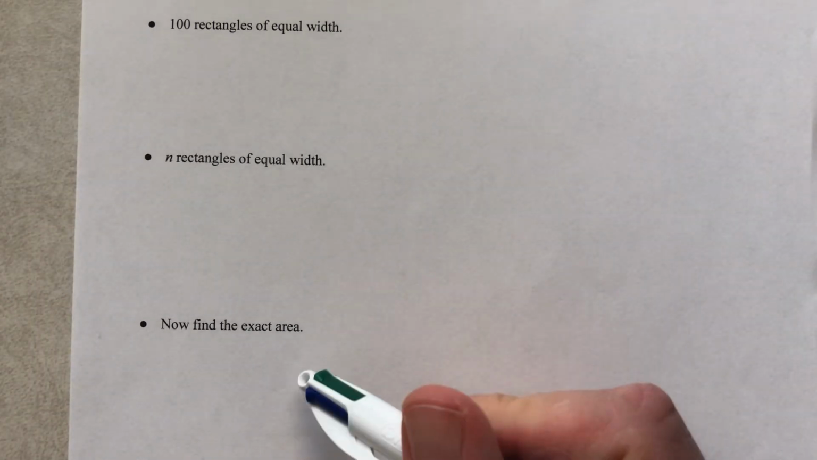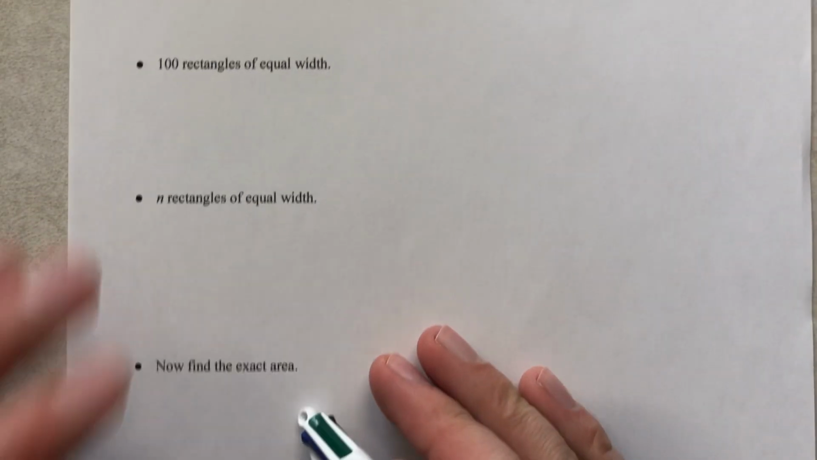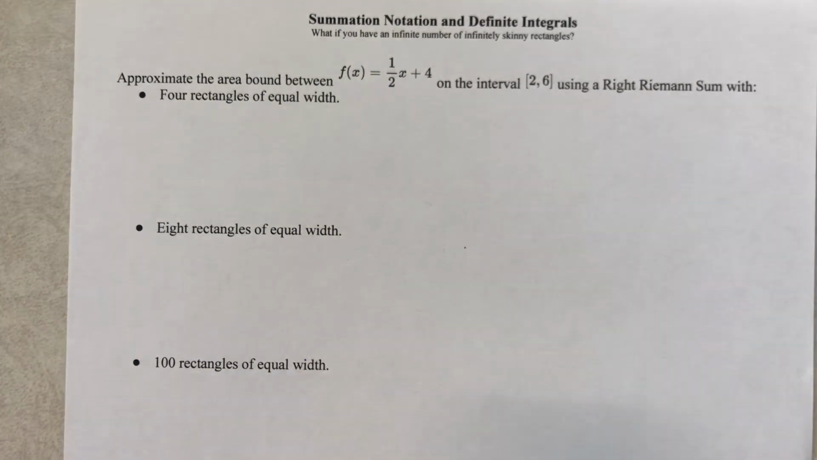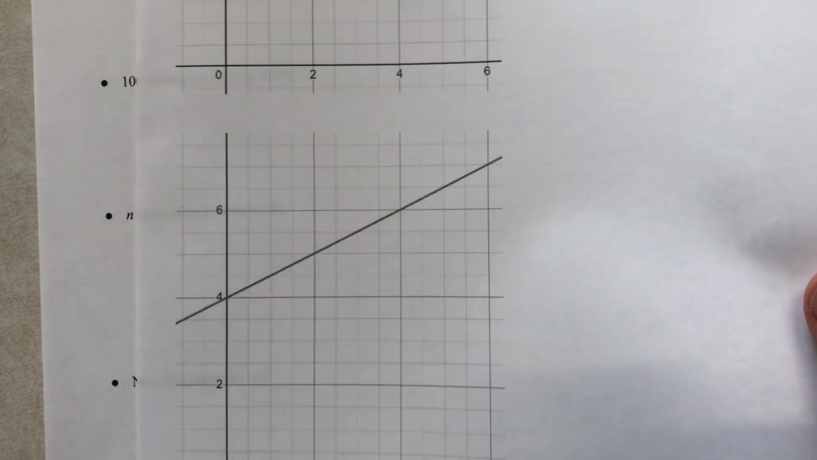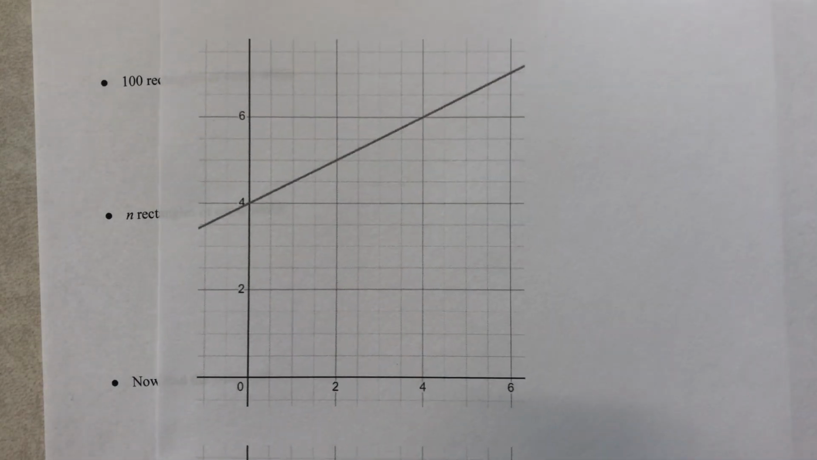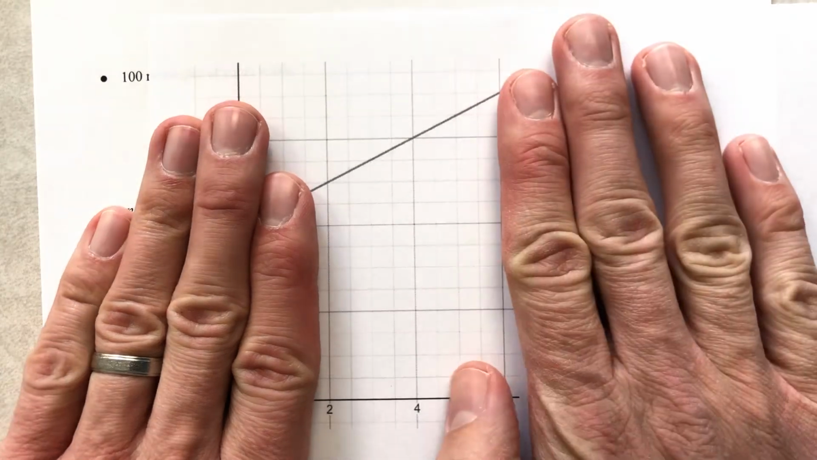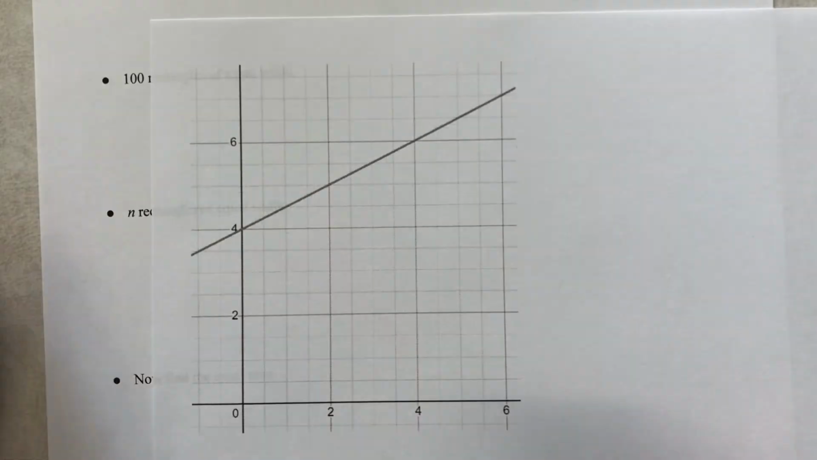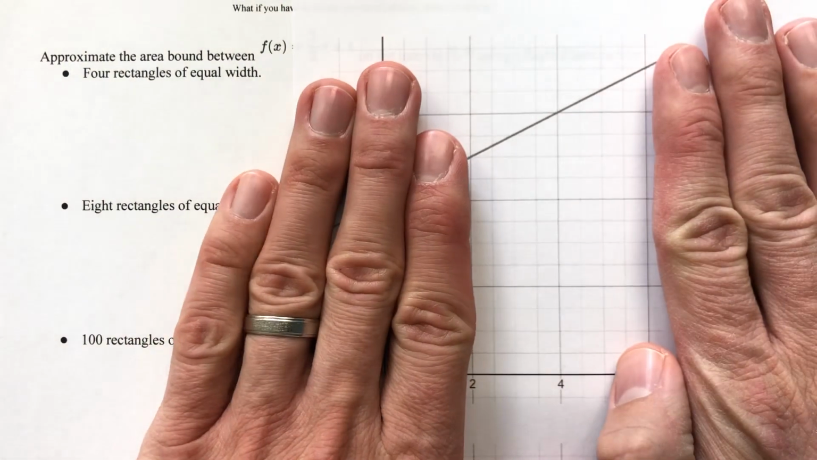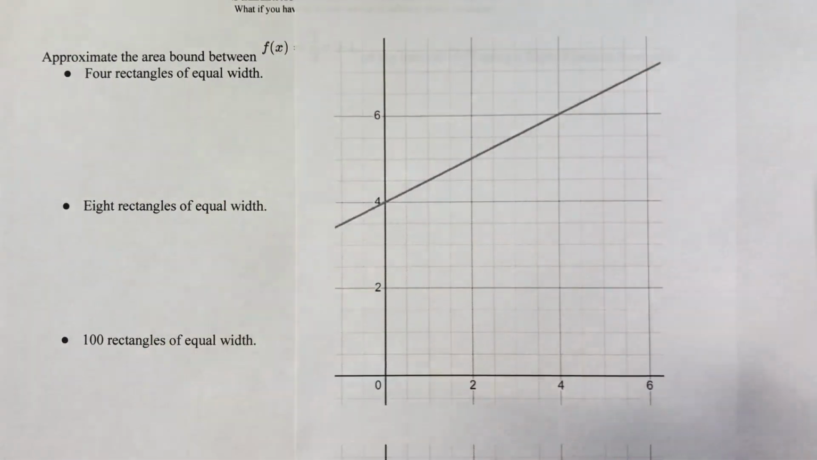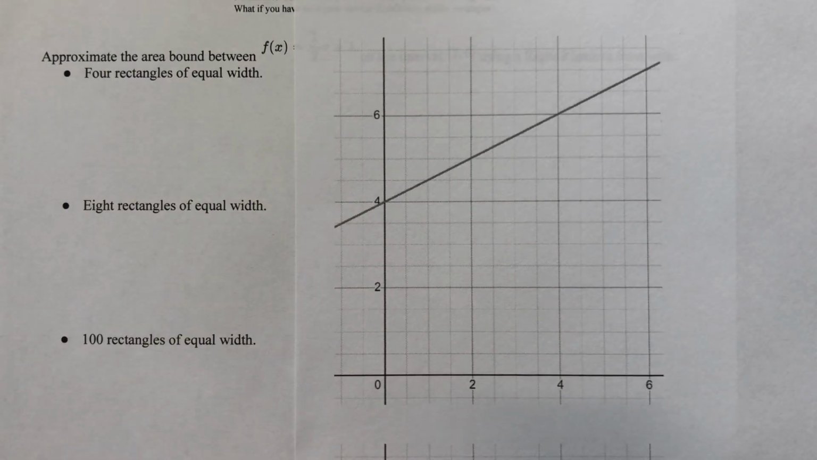Actually, if you want to, you could jump all the way down here and find it because this is a line, and therefore we can simply use some of the strategies that we have used in the past, which would involve basically just finding the area from 2 to 6 of this trapezoid. We're not going to do that though. We're going to sort of build to something. So even though we could easily find this exact area using the area of a trapezoid, we are going to use 4, 8, 100, and then n.